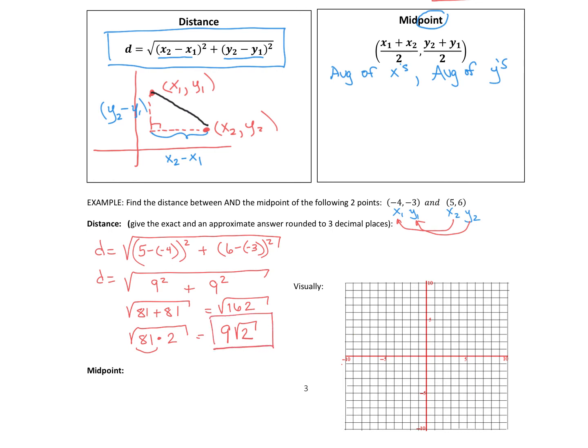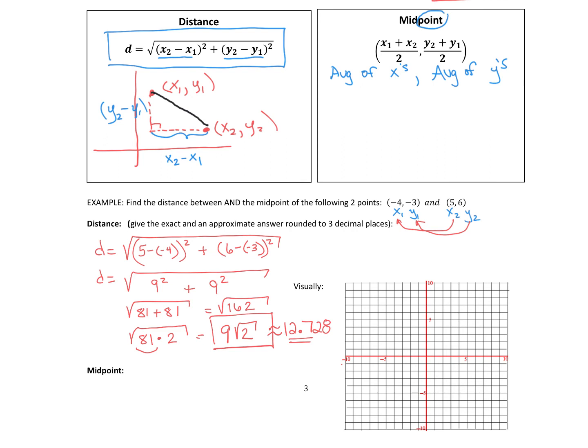So that is the distance. If you wanted to know an approximate distance, you put it in your calculator and you get about 12.7. But that is an approximation, not an exact value. We always like the exact value if we can. And this says round to 3 decimal places, so 12.728.